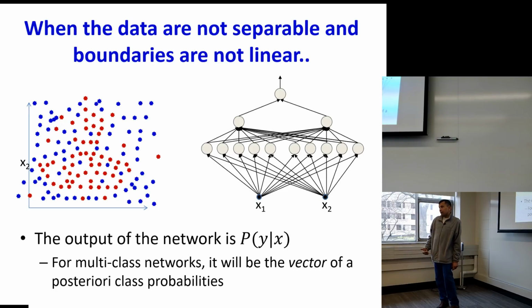The rest of the network is just a feature extractor. So overall, the network itself is simply computing the probability of the class y given x. And for multi-class networks, it's going to be a vector of a posteriori class probabilities.